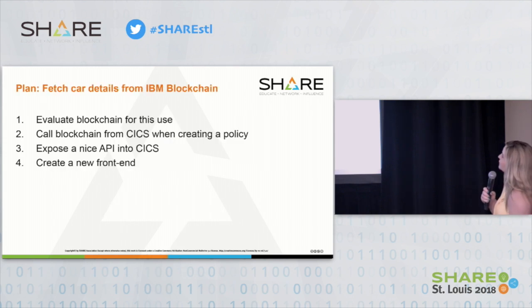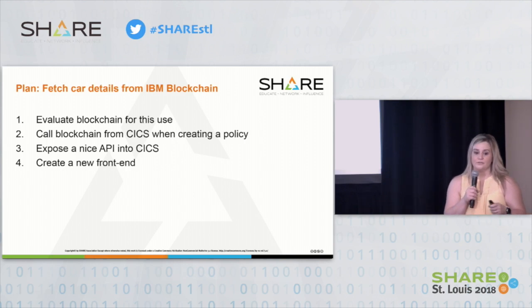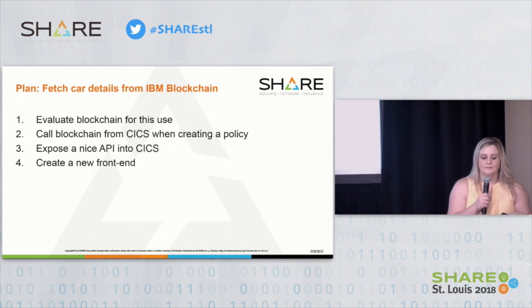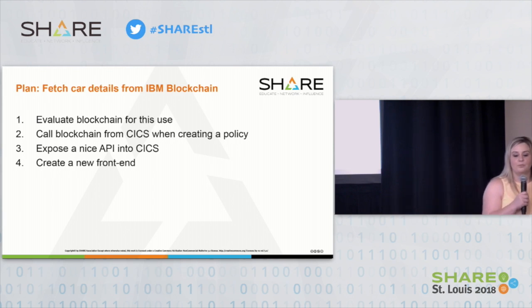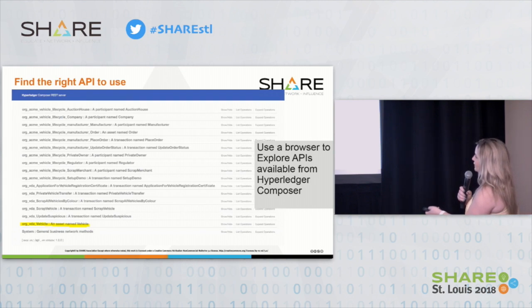All right. So if we want to fetch car details from a blockchain, in this case, all of the details for our car are stored in blockchain. So maybe CICS is going to be the manufacturer or something like that. We would need to call the blockchain when creating a policy. So I guess in this case, maybe we're the insurer. We're going to have an API exposed, and we're going to need to create a new front end. So this is an example of an API page from Hyperledger Composer. You could look down here highlighted as an asset. So we've defined an asset in Composer. That's a vehicle.